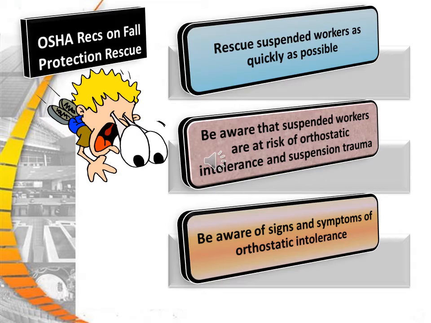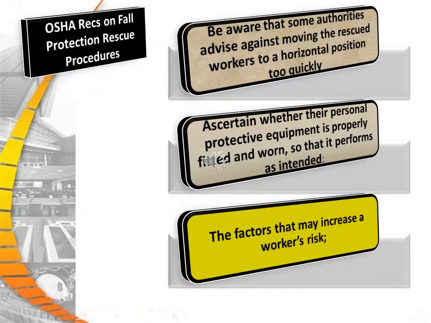Here's a partial list of OSHA's recommendations for fall protection rescue procedures. Rescue the suspended worker as quickly as possible. Be aware that suspended workers are at risk of orthostatic intolerance and suspension trauma. Be aware of signs and symptoms of orthostatic intolerance. Be aware that some authorities advise against moving the rescued workers to a horizontal position too quickly. Ascertain whether their personal protective equipment is properly fitted and worn so it performs as intended. The factors that may increase a worker's risk should be discussed.